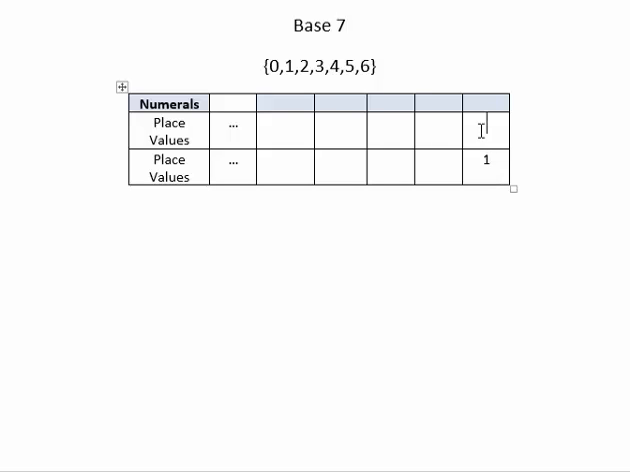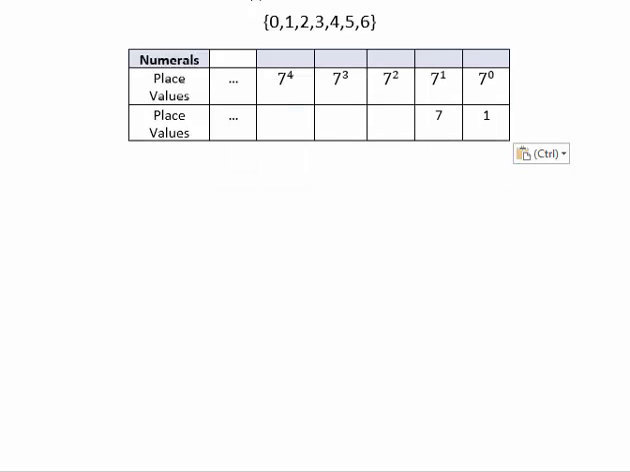Now, the first place value, assuming we have no decimals, is 1. 7 to the 0 is the same as 1. The next place value will be 7 times that. And we write that with exponents as 7 to the first power. Now notice we have 7 to the 0 power, 7 to the first power, and the pattern is the same. So the next one is going to be 7 to the second power, 7 to the third power, 7 to the fourth power. We just put those in.